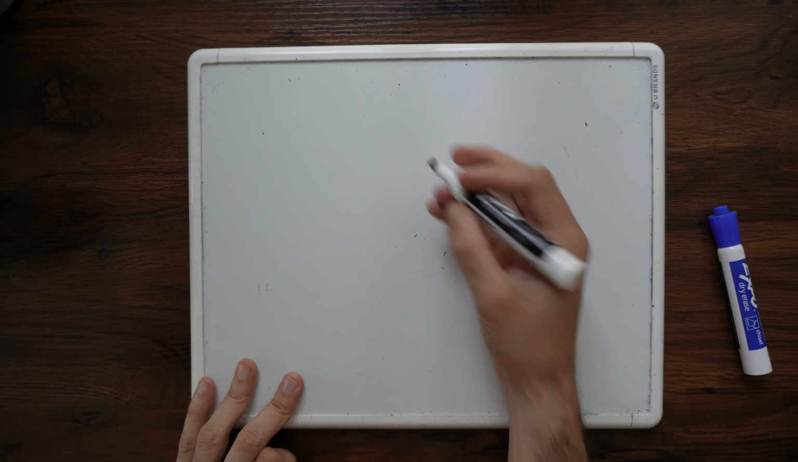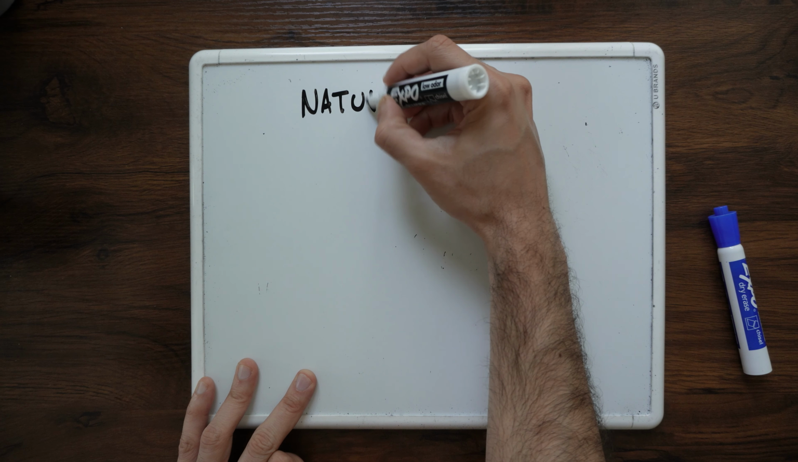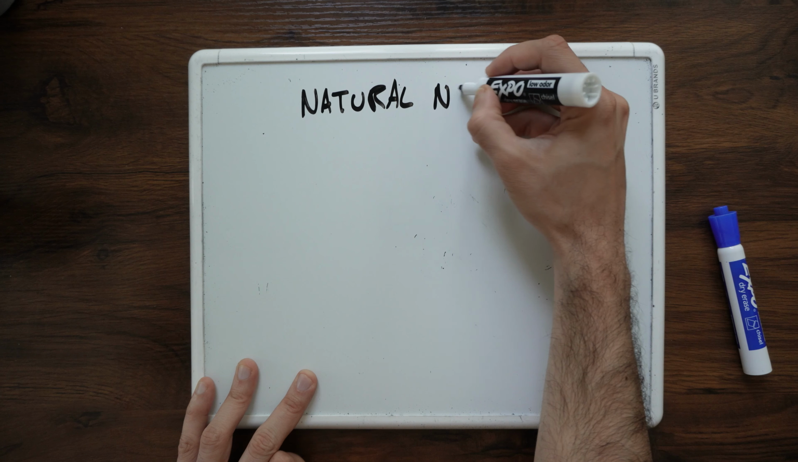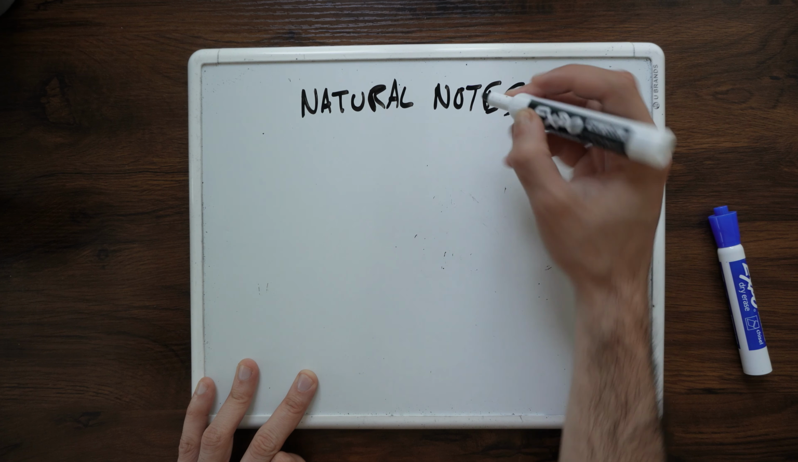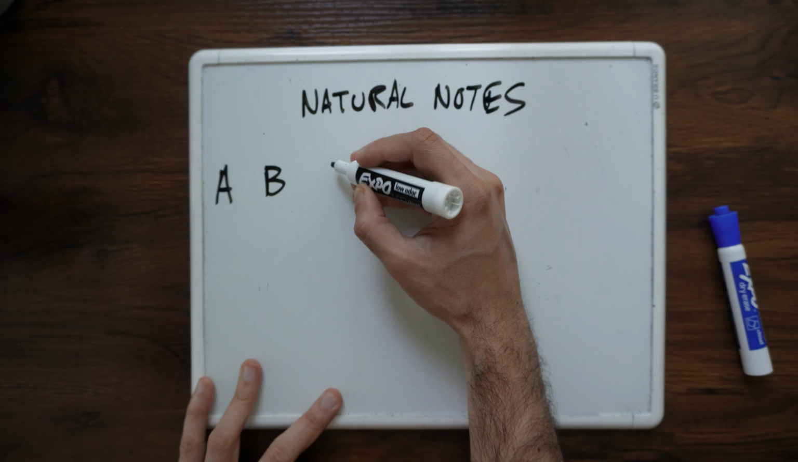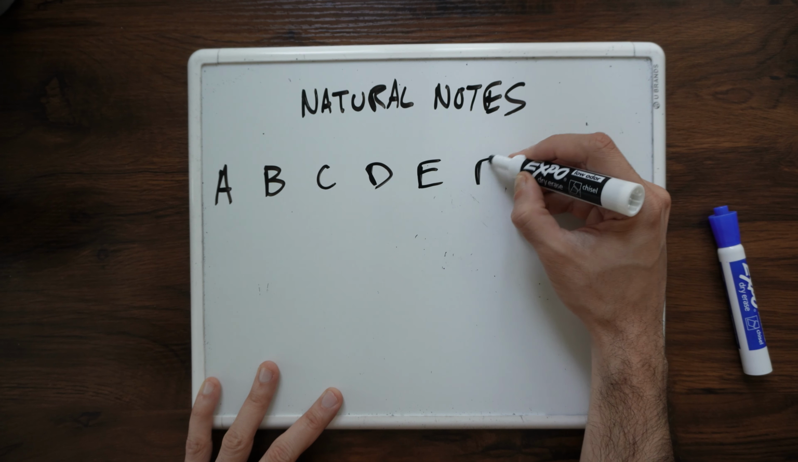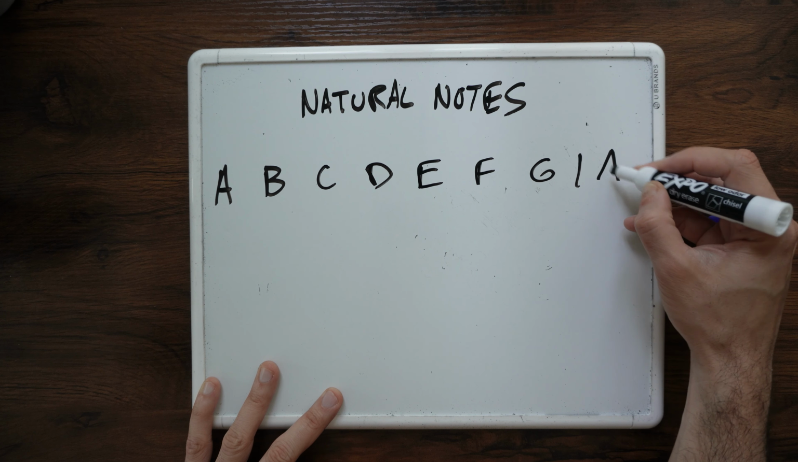The first few notes I'm going to teach you are called the natural notes. And these are 7 that follow the letters of the alphabet from A to G. Then we go back to A. There's no H.